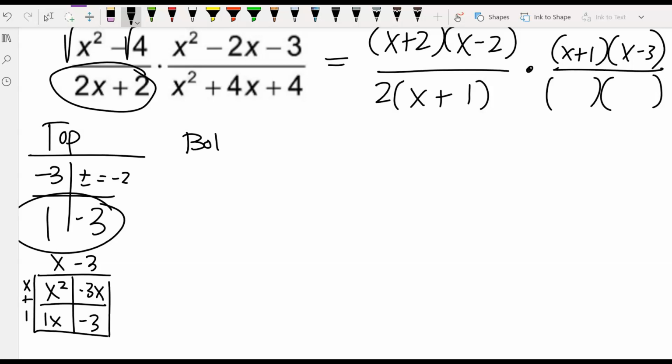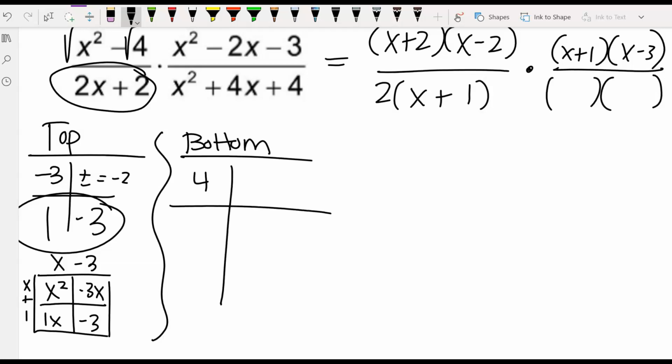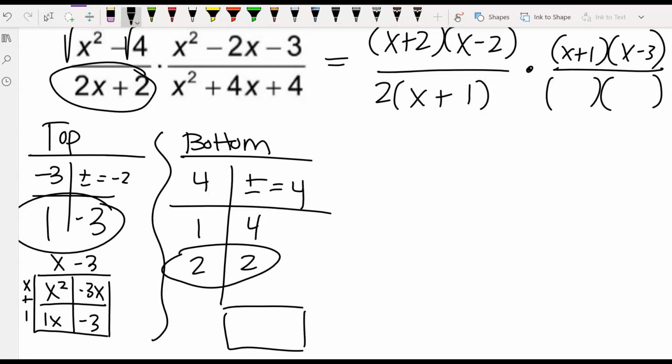All right, then the bottom. So factors of 4 that add or subtract to equal 4. So you have 1 and 4, 2 and 2. So 1 plus 4 is 5, 2 plus 2 is 4. So it'd be that second one. So same thing, you can do your box. So x plus 2, x plus 2. So they're the same.